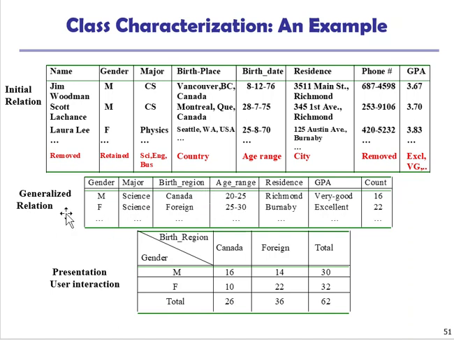And once this relation is generalized, the user can interact with the system and have the generalized relation presented in different ways. In this example, we have a cross table to show the distribution of gender across different countries. So then, obviously, with a table like this, you want to perform a chi-square analysis to see if there's correlation.